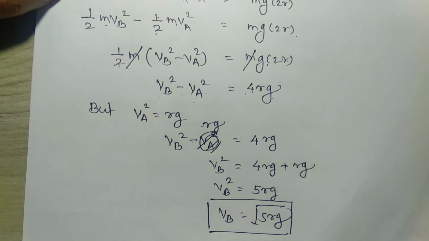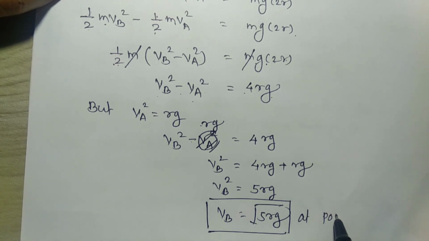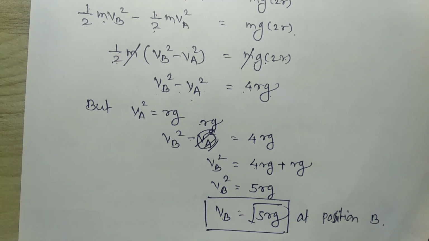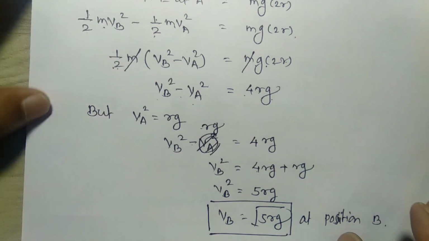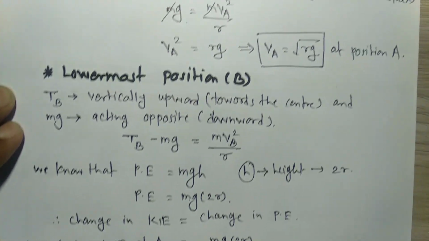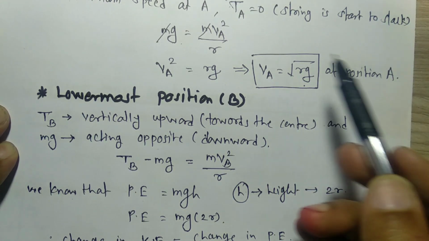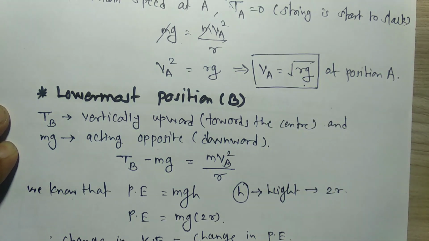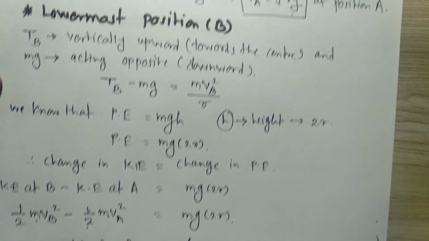This is the velocity at the lowermost position B. That means velocity at lowermost point is VB is equal to square root of 5RG, and velocity at uppermost point is VA is equal to square root of RG at position A. Here velocity at lowermost position is higher than velocity at uppermost position.